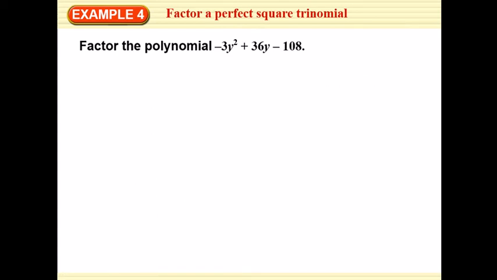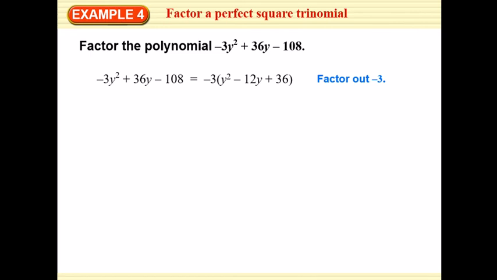Okay, example 4. Factor a perfect square trinomial. So walking through a couple steps here, I initially see that a is negative, and it's a negative 3. So I want to see if I can not only get rid of that negative by factoring it out, but I want to see if I can get rid of a negative 3 as well. So I can factor out a 3 there, and 3 there. So I'm good to go to take that first step.